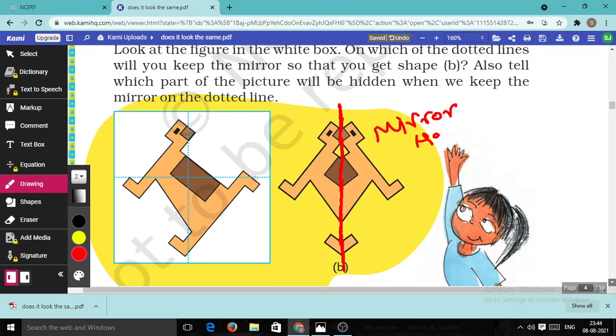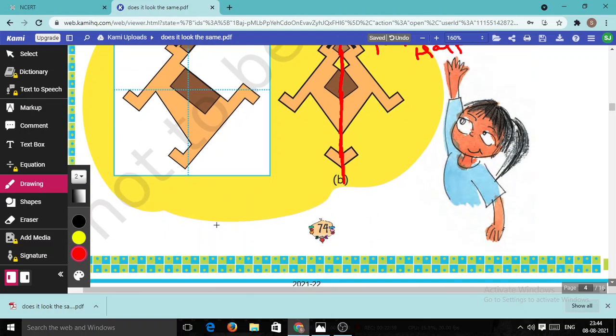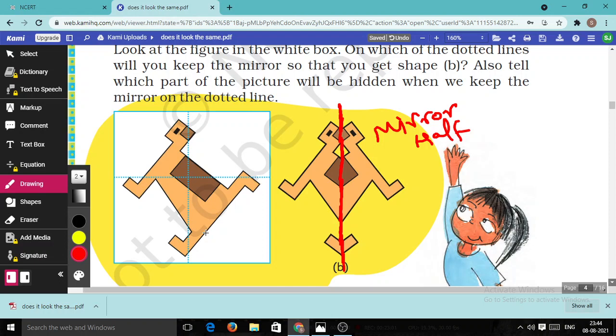Like this you have to divide. Is it clear? I hope all of you understand. Look here, this part, you will see this part of the figure. This part, not this part. This is the hidden part. You will only see this part of the figure here.